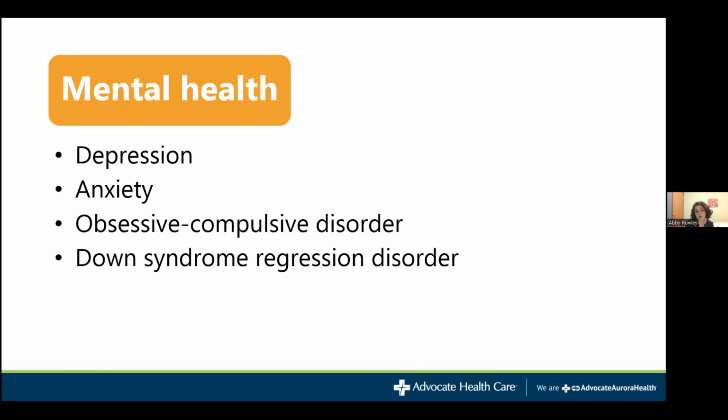So if we're looking at mental health conditions, some behavior changes that we might see would be social withdrawal, crying, difficulty sleeping, preoccupation with obsessions with a specific person or place or event, compulsions that make it difficult for them to function in their daily life, some increased confusion or difficulty with memory. Those are some areas that we would look at in the mental health realm.